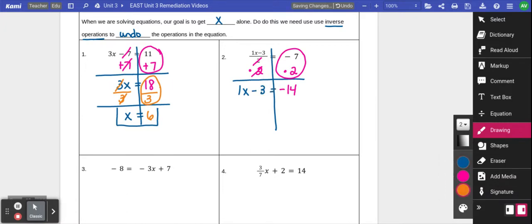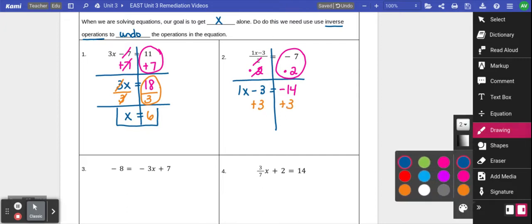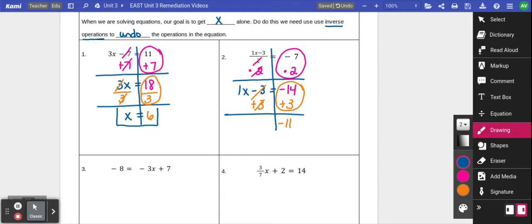Next, I'm going to try to undo this minus 3, and so I'm going to do plus 3 on both sides of the equation. That means that the minus 3 and the plus 3 cancel each other out, and negative 14 plus 3 is negative 11. I'm going to go ahead and just drop down the 1x.